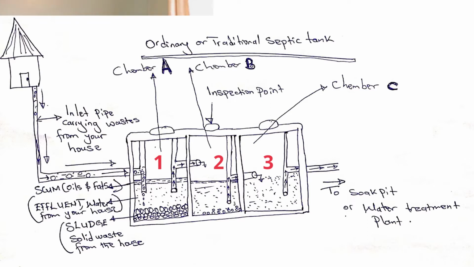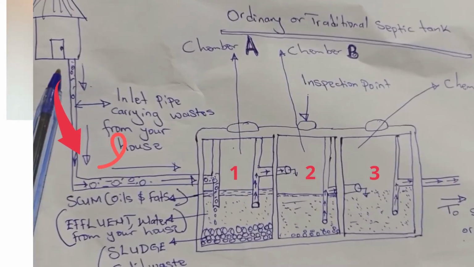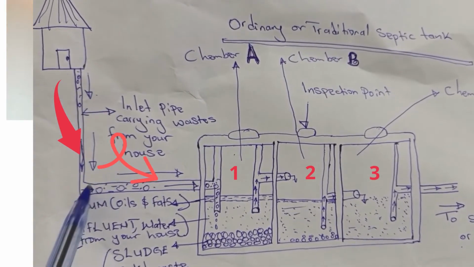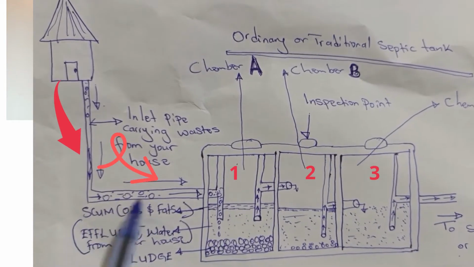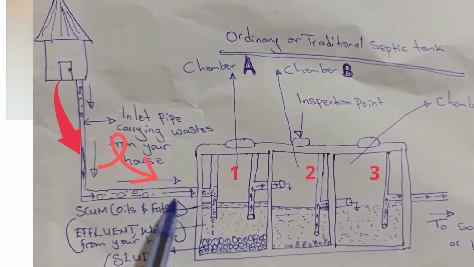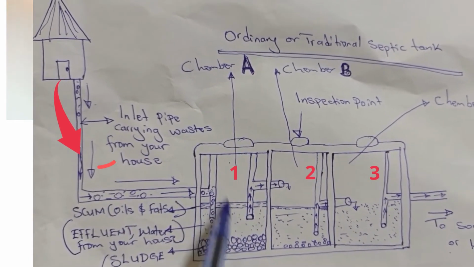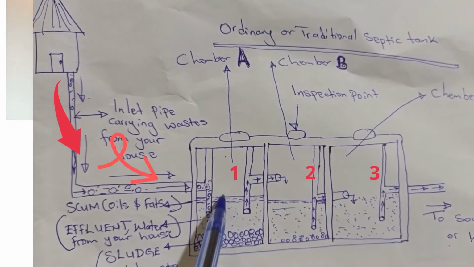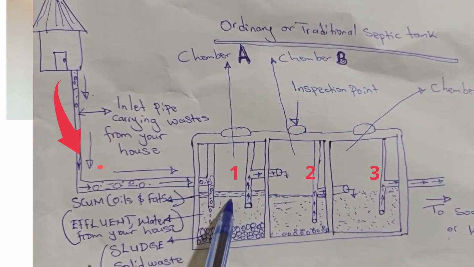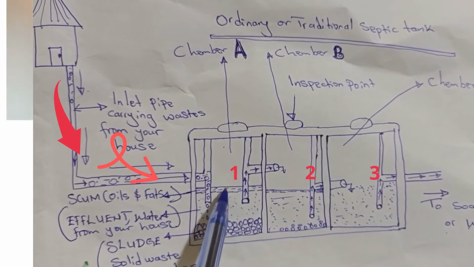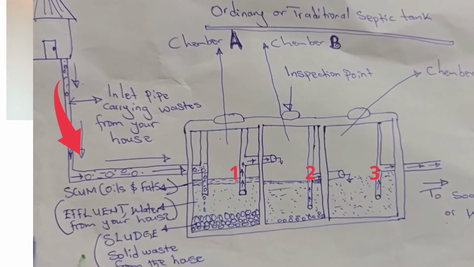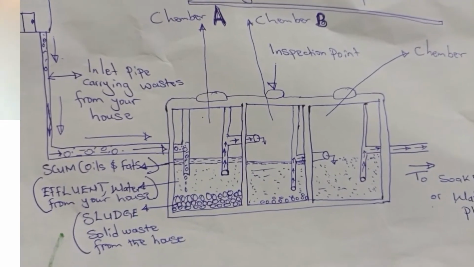Yeah, so as you've seen, as indicated by the red arrows, all that fecal matter, all that waste ends up in chamber 1 from your house, from your bathroom, from your toilet, from your kitchen. So when that matter reaches chamber 1, it divides itself into 3 sections.